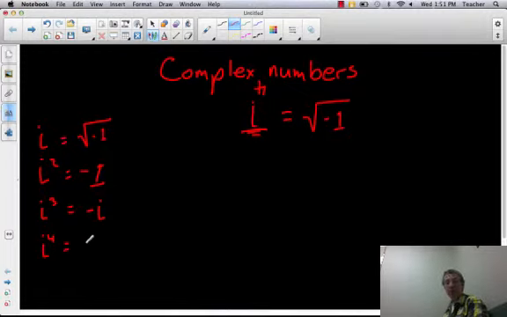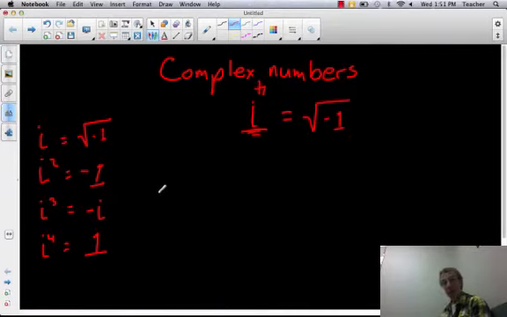Now, i to the fourth, this is the easiest one you'll know. i to the fourth is simply 1, because what we're doing here is squaring i squared. i squared equals -1, and -1 squared is just 1. So these you're all going to want to write down. These are pretty important, so just keep that in mind.